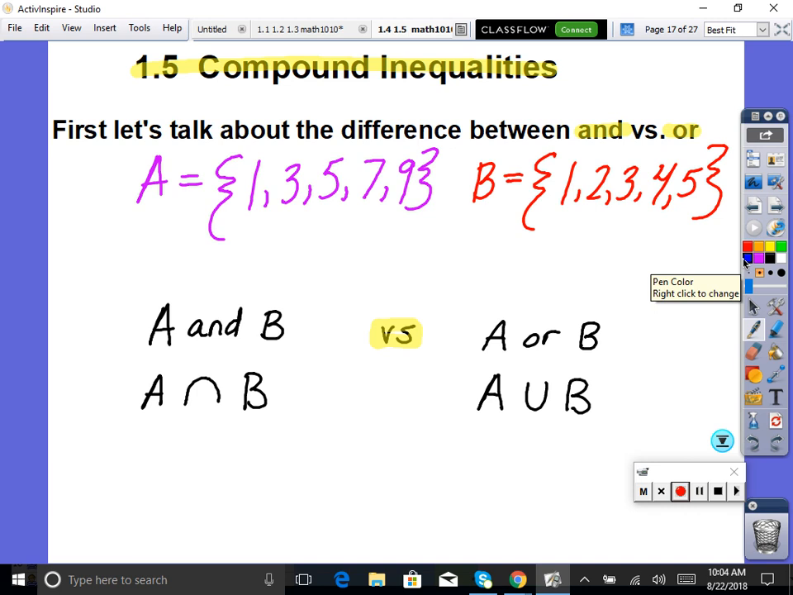So just look up here. Don't take notes on this. I'm trying to put in perspective the words "and" versus "or." Write this down. I'm just trying to help you understand the difference between "and" and "or" with an inequality.